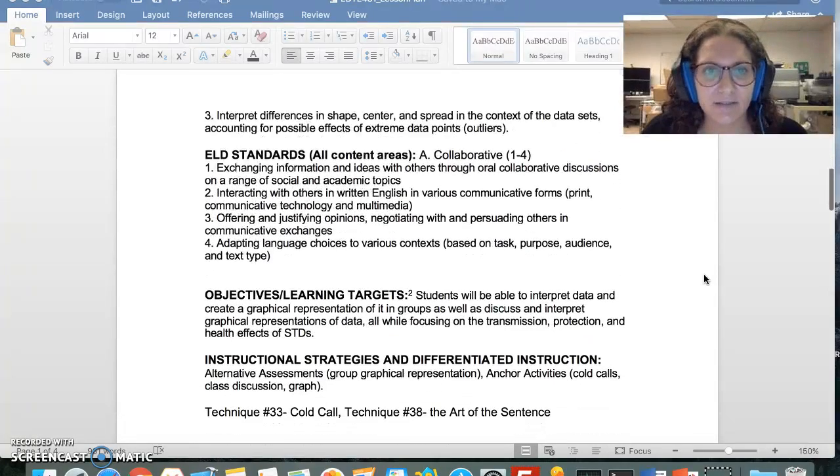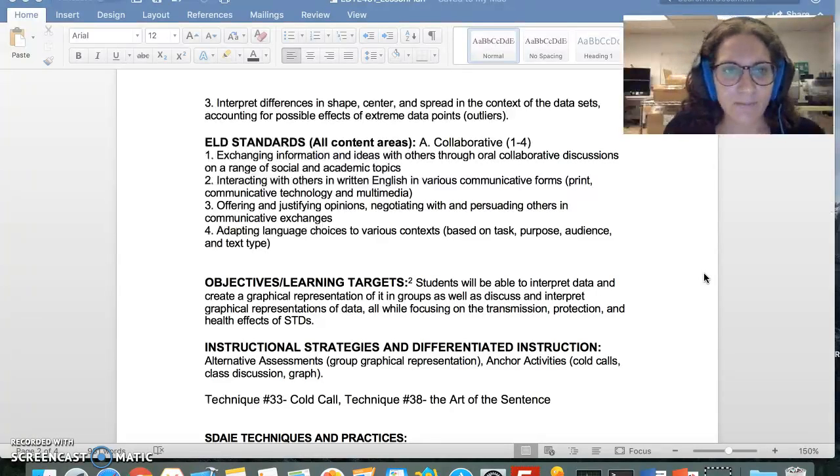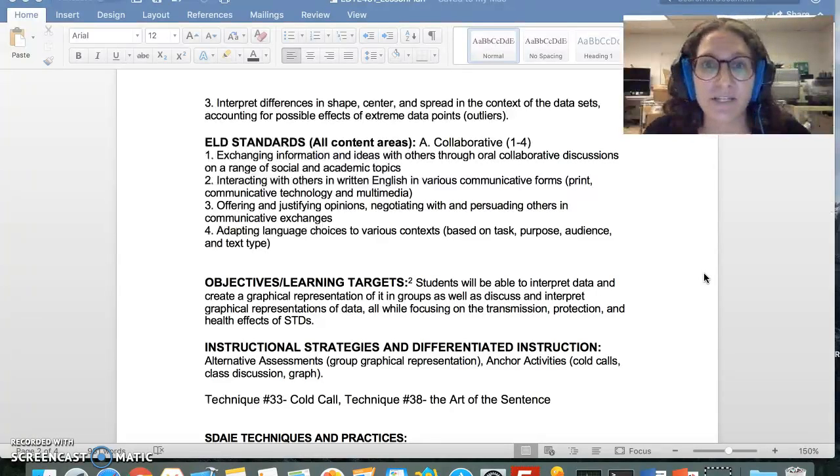For the ELD standards, I'm going to be using the exchange of information and ideas in think, pair, share, and then as a class discussion, interacting with others in written English and various forms of communication. So the partner graphical representation of data and the sentences they have to create together, offering and justifying opinions. So again, that's creating that graphical representation together, and then adapting language choices to various contexts. So we're going to be discussing not only math, but also STDs, STIs, protection, transmission, and so there'll be a lot of different contexts the students will talk about.